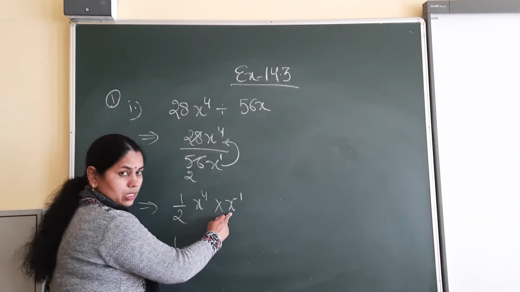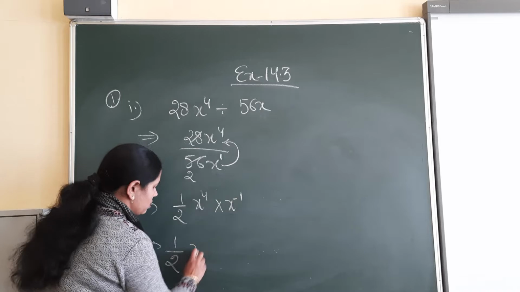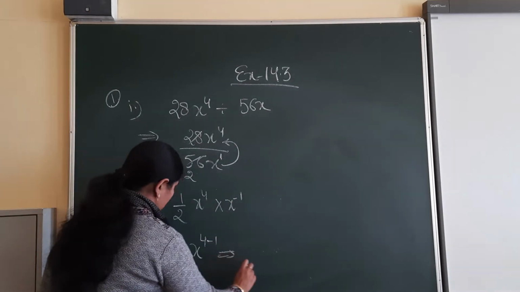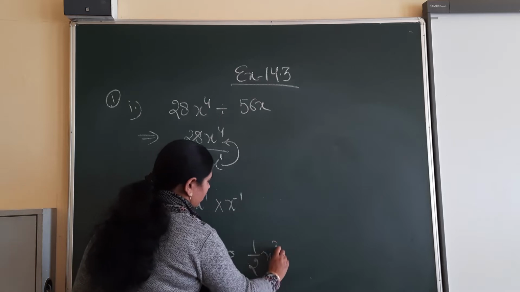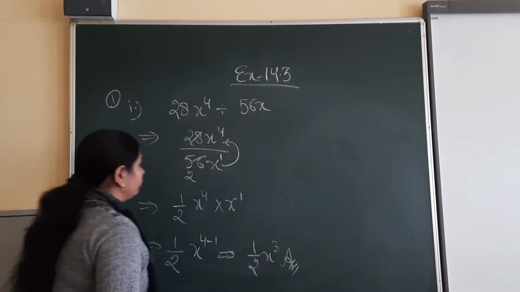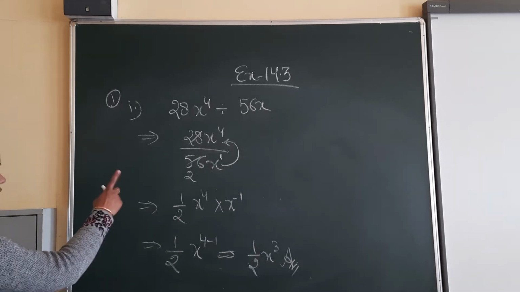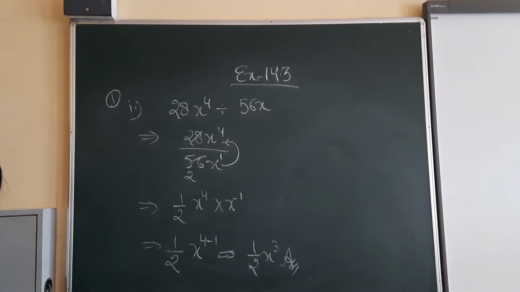Here the base, we are seeing, is the same x. So add the powers, so it becomes x to the power 4 minus 1. Now in the next step, 1 by 2 x to the power 3 is the final answer. So this way we can divide a monomial by a monomial. In question number 1, all the divisions are monomial by monomial only. So accordingly, I am taking off from question number 2, third part.